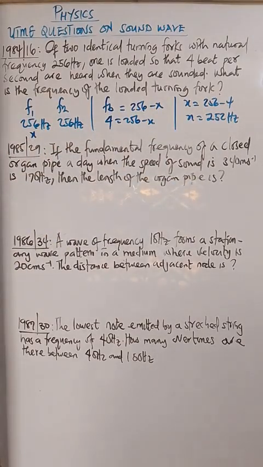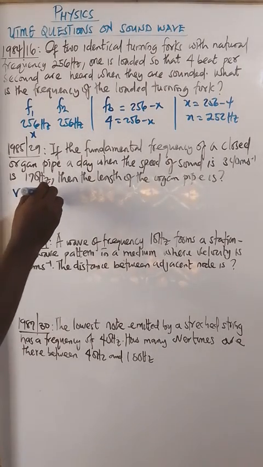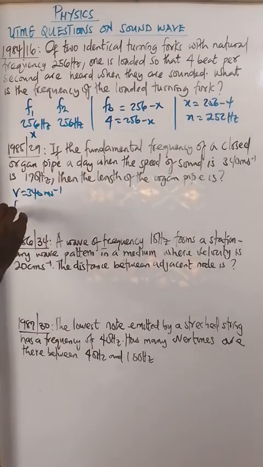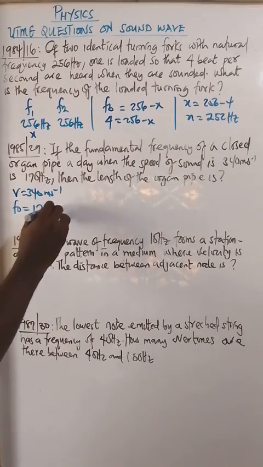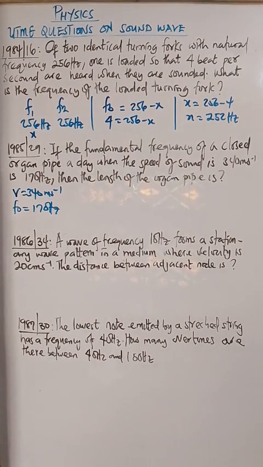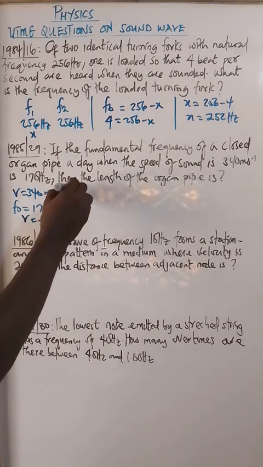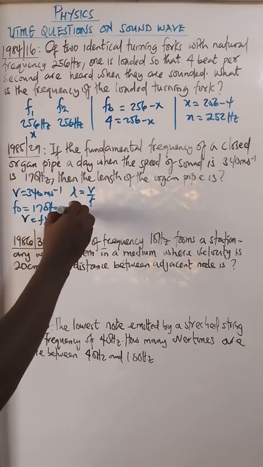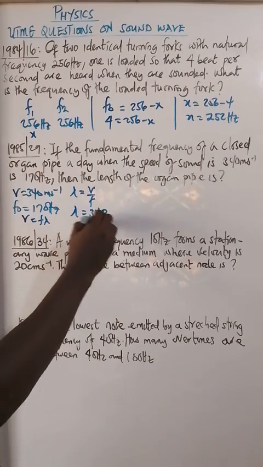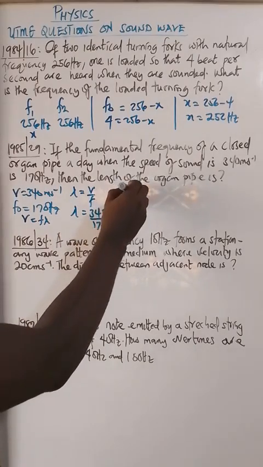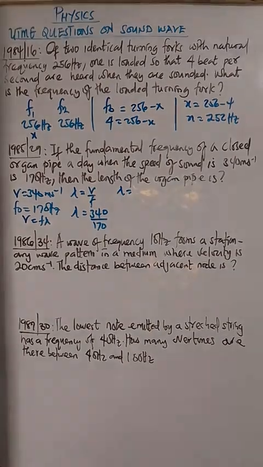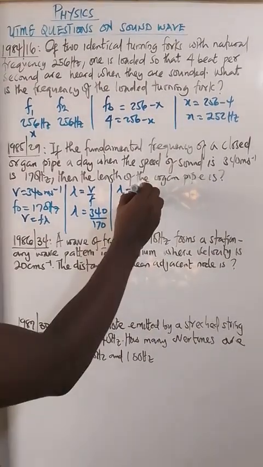4. Next one. If the fundamental frequency of a closed organ pipe, when the speed of the sound is 340 meters per second, is 170 Hz, the length of the organ pipe is? From here what can we get? We can get the wavelength, since v equals f lambda. Then wavelength lambda equals v over f, so the wavelength equals 340 over 170. From there, we get the wavelength to be 2 meters.